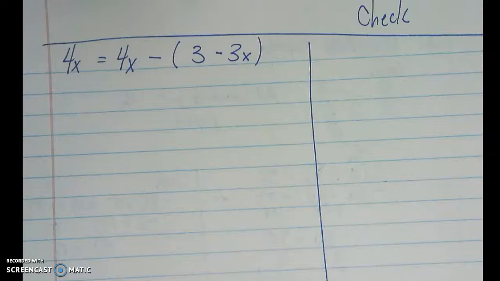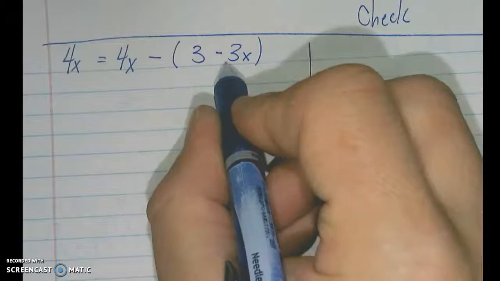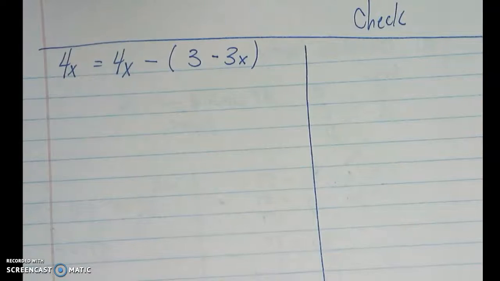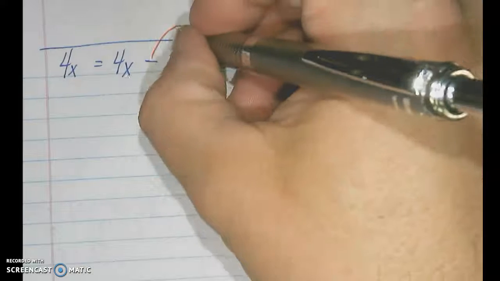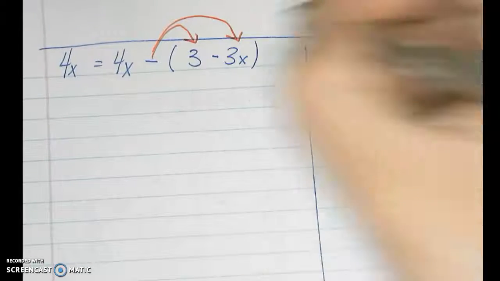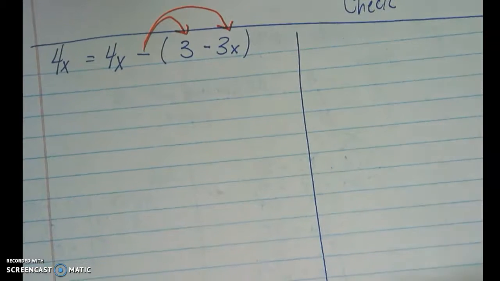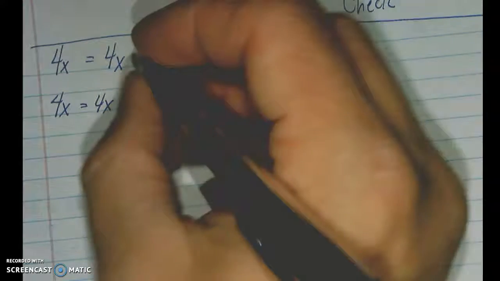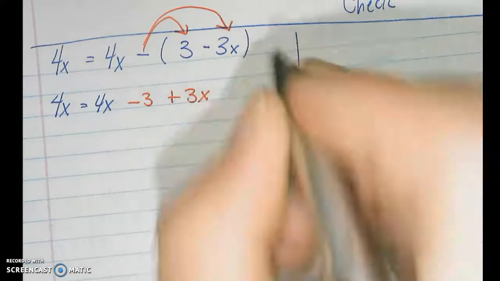Okay, so here's our next problem. 4x is equal to 4x minus the difference of 3 and 3x. All right? So the first thing I need to do is, even though there's not an official number in front of it, I need to distribute this negative to my parentheses. Okay? So I'm going to have 4x is equal to 4x, and then this becomes -3 plus 3x. Okay?